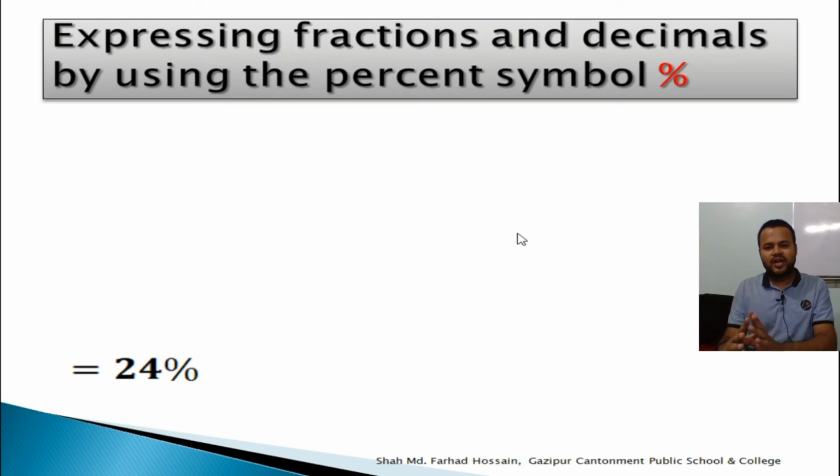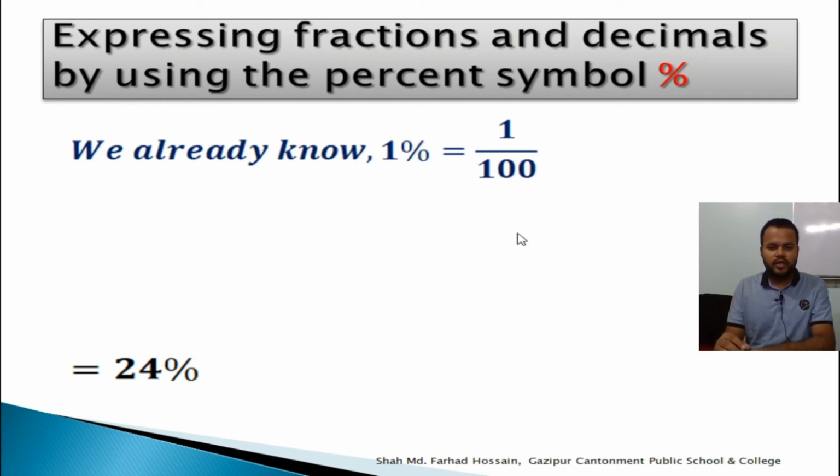Now, expressing fractions and decimals by using the percent symbol. If you are given fractions or decimals and you are asked to express them using the percent symbol, then how can you do it? Let's try. We already know that 1% equals 1 by 100. Here we have question number 1. We are given 24 by 100, and we are asked to express this fraction using the percent symbol.